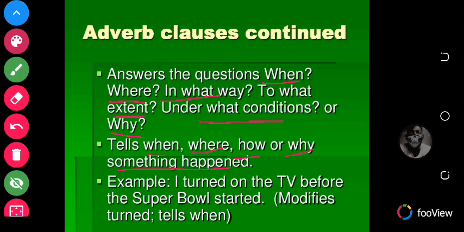Example: I turned on the TV before the Super Bowl started. So the adverbial clause here is before the Super Bowl started, because it's modifying the verb turned.